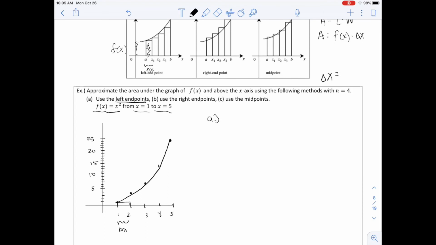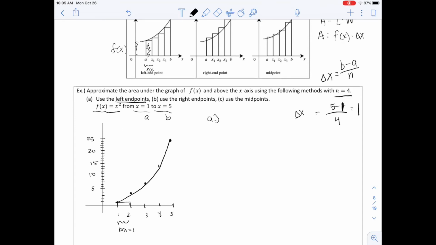We had a formula on the previous page, which was just b minus a divided by n. And since we have 4 rectangles, I know that I'm going to have 5 minus 1, since this is my a and this is my b. So I'm going to have 5 minus 1, all divided by 4, which is 4 over 4, just 1. And this would be my delta x value, which you can see in the diagram, so we're counting by ones. So delta x is equal to 1.